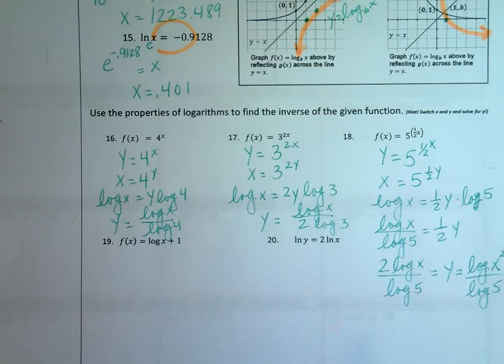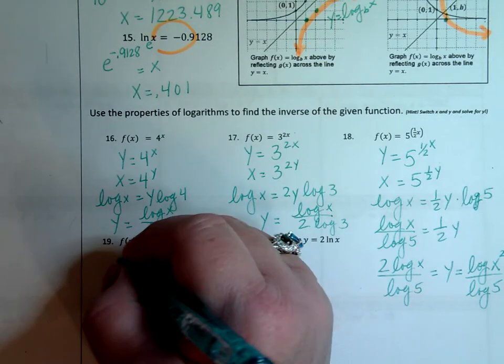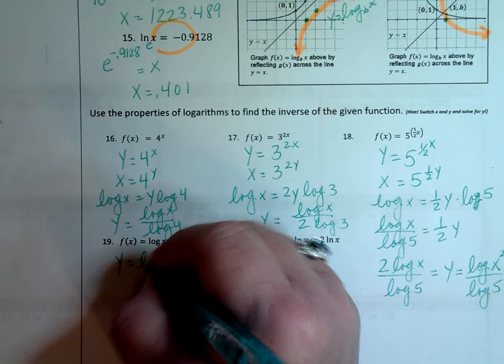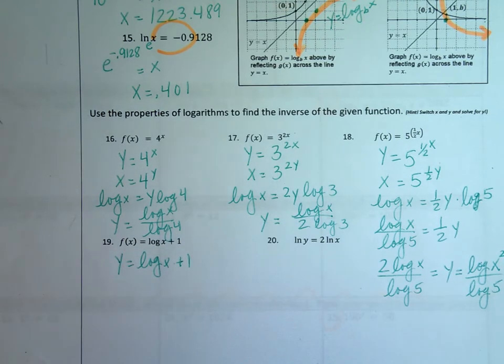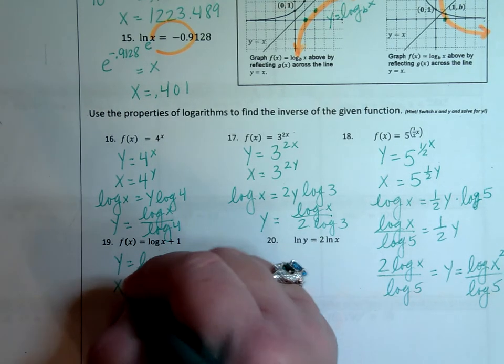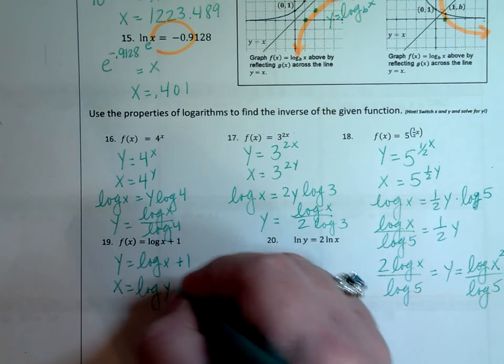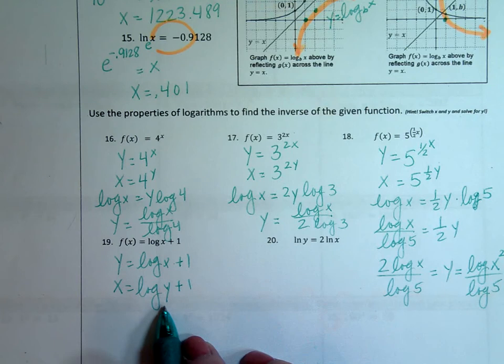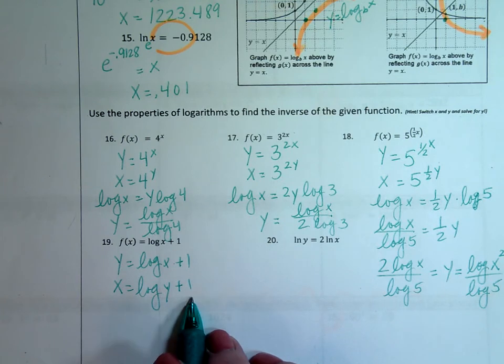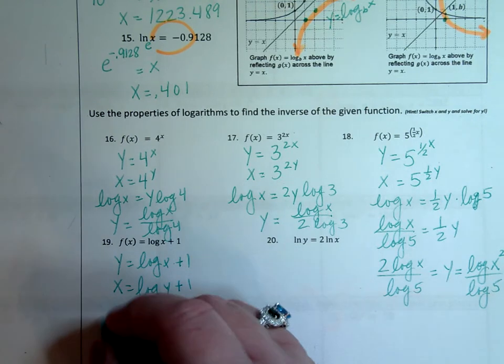I start out the same. Y equals the log of x plus 1, right? Then switch your x's and y's. X equals the log of y plus 1. I'm trying to dig towards this y. So the first thing I'm going to do is try to isolate the term that has it. So I'm going to take this 1 and put it on the other side. That makes this x minus 1 equals the log of y.